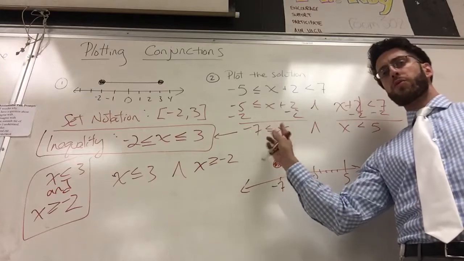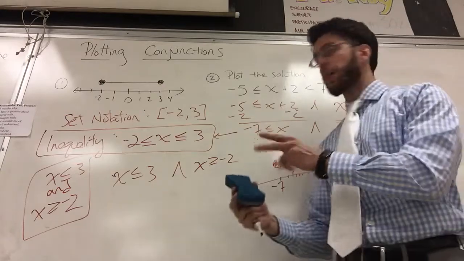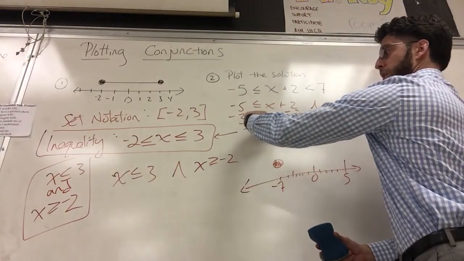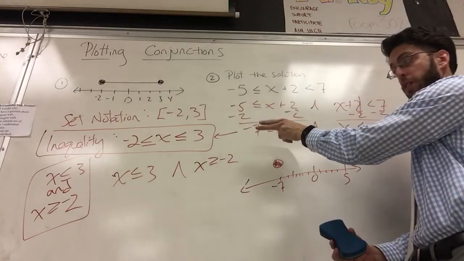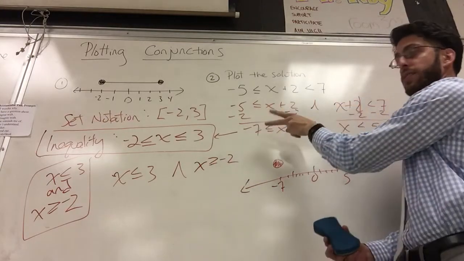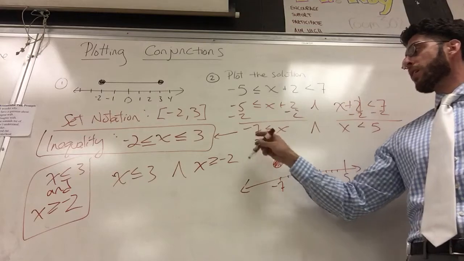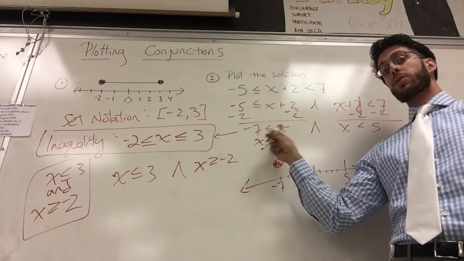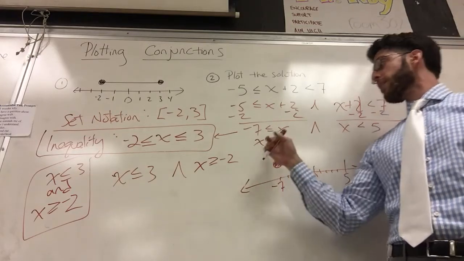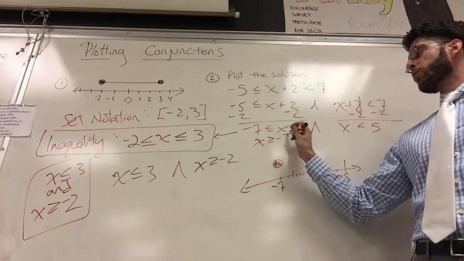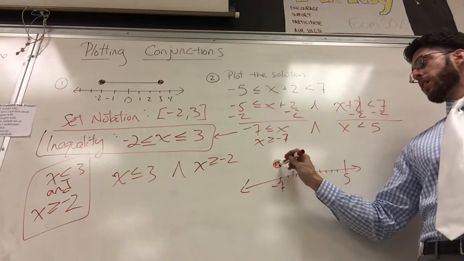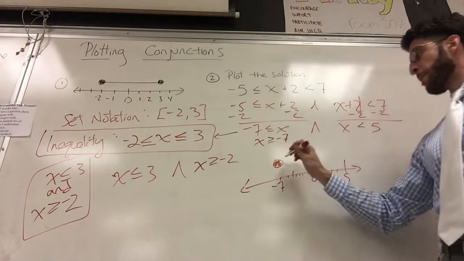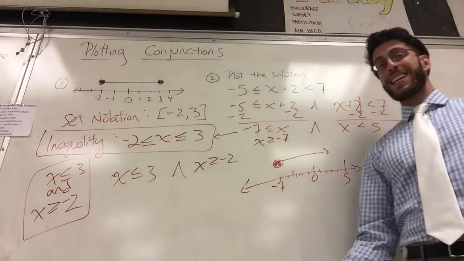So just switch it, reverse it, and look at Pac-Man. If Pac-Man is facing this way, when it reverses, it still eats the x. It eats the x that way. Meaning, if I put the x first, instead of saying -7 is less than or equal to x, I'm going to say x is greater than or equal to -7. So I shade in my -7 and greater goes this way. Go to the right. Easy.